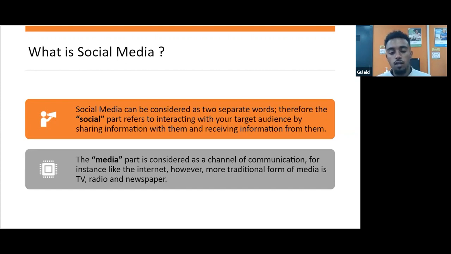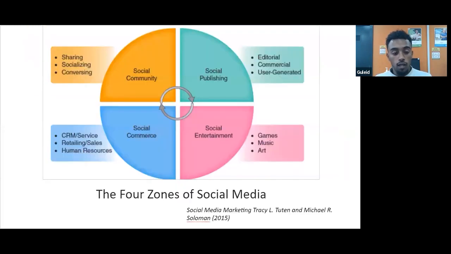Okay, but we will go into further detail in next workshops about data and how to analyze it, and the trends that you can look at once analyzing that. Okay, so now we will move on to the 4 zones of social media marketing.